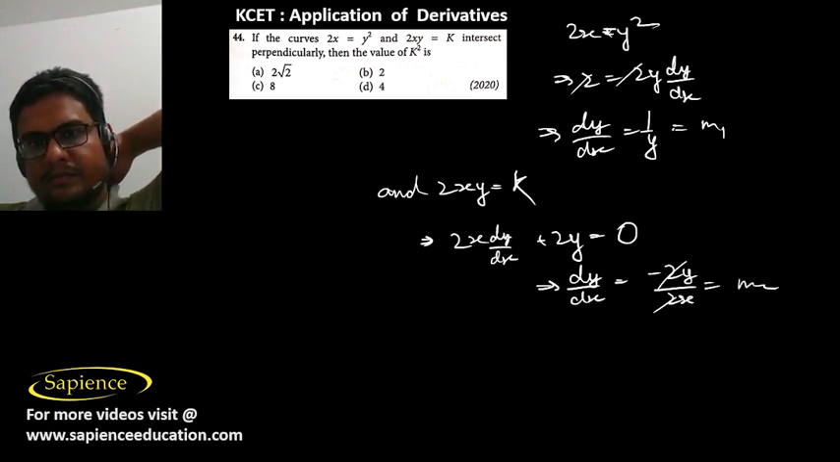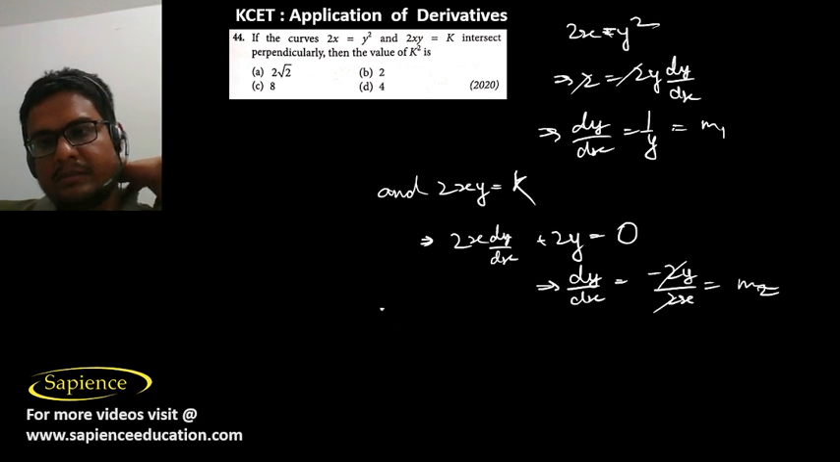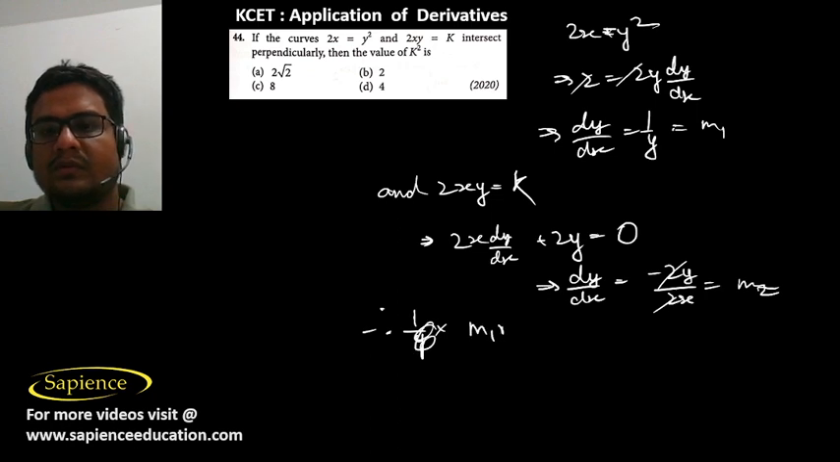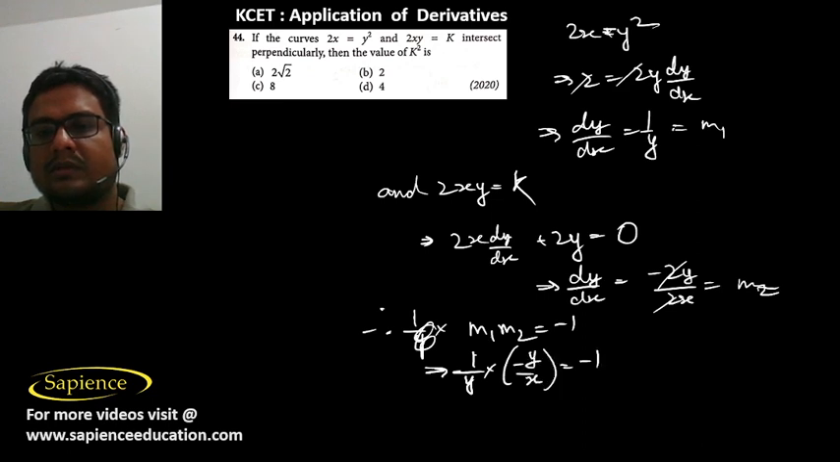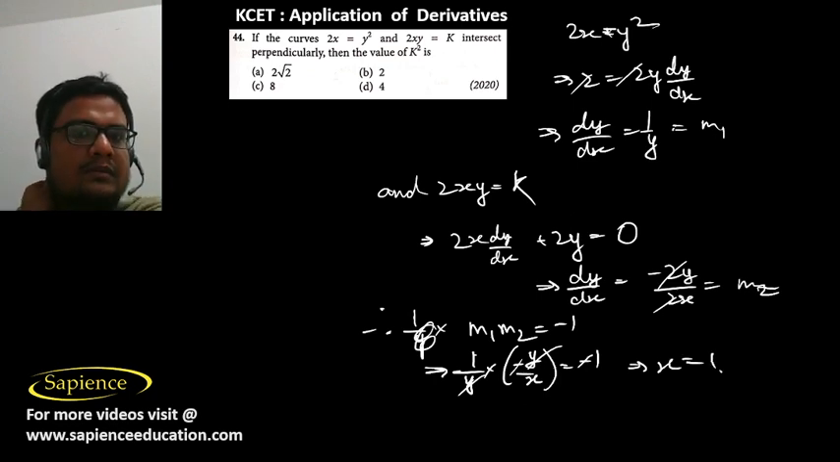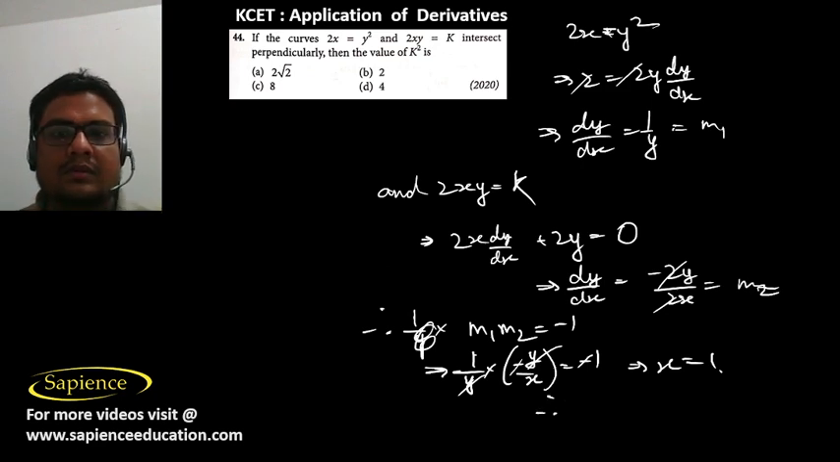This is m2. So they intersect each other perpendicularly, that is told. That means m1 into m2 is equal to minus 1. So 1 by y into minus y by x. Y and y will cancel, so minus 1 by x is equal to minus 1. X is equal to 1, therefore y is equal to k by 2.